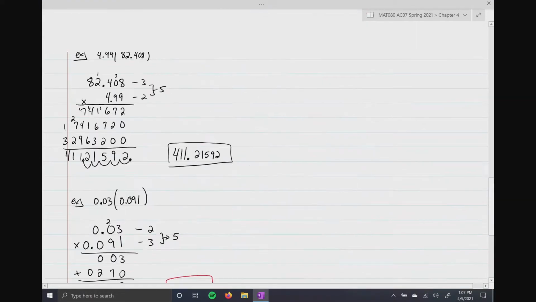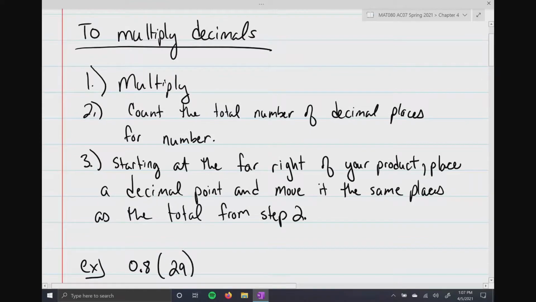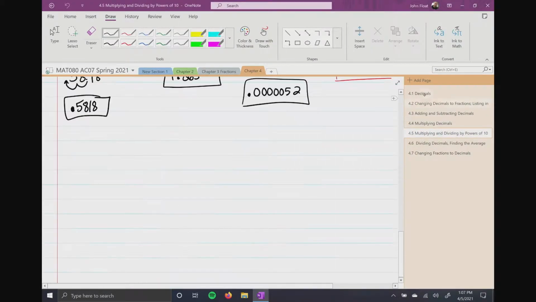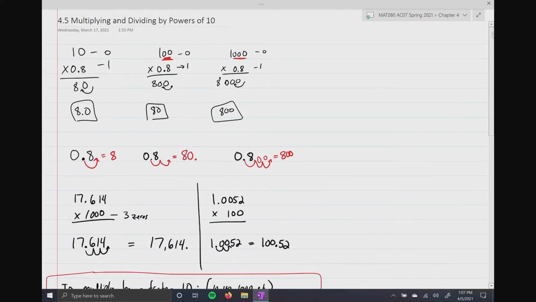To multiply decimals, we just multiply first. We don't care about the decimal at all. Just multiply the numbers and find the product. Once you find the product, count the number of decimal places in each of the factors and add that up. Place the decimal point on the far right side of your product and move it to the left the same number of decimal places as in both numbers. In section 5, we learned a nice little shortcut.